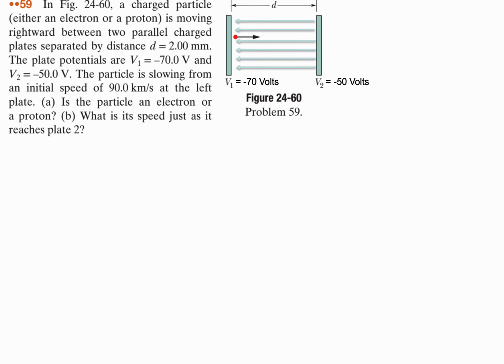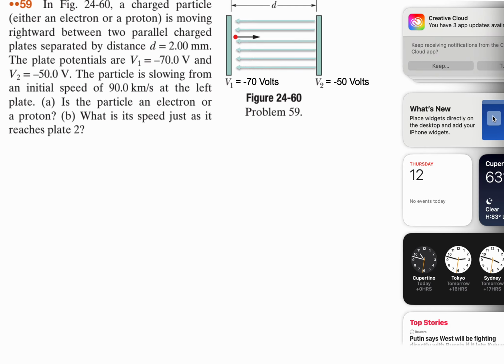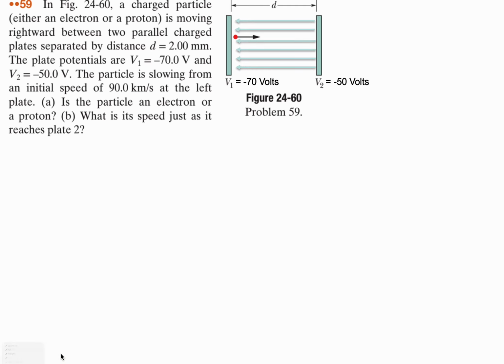Well, if you think about this, the electric field in this case must be pointing towards the left. How do we know that? Well, this plate is more negative than this plate. And again, remember, electric field lines are always pointing towards negative charge, away from positive. In this case, the field must be going that way.